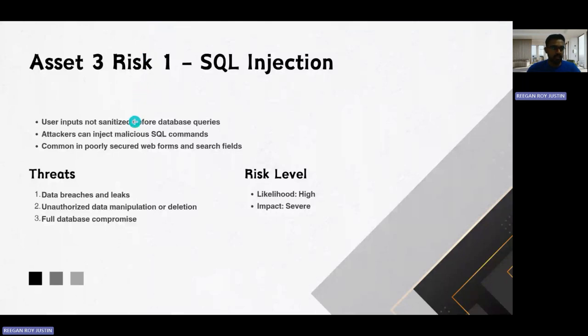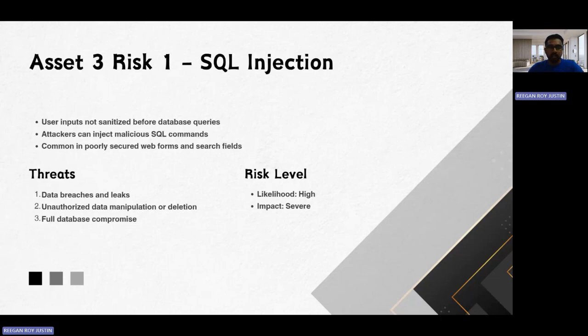So basically, as you see in the slide, the first major risk in the customer web portal is SQL injection. This happens when the application doesn't properly sanitize user inputs before they are used in database queries. Attackers can craft malicious input that changes how the query works. For example, they might use a simple string like ' or 1=1 to bypass login checks or pull out entire tables of sensitive data.